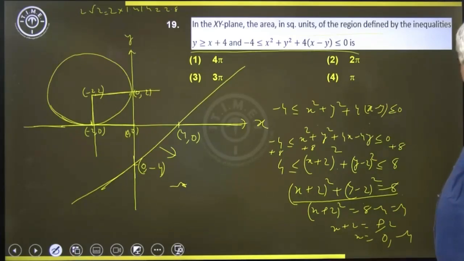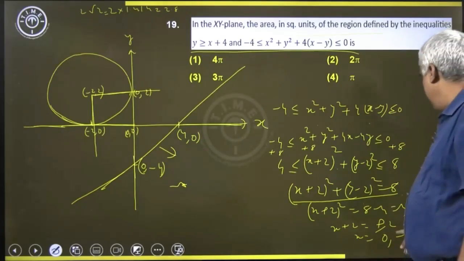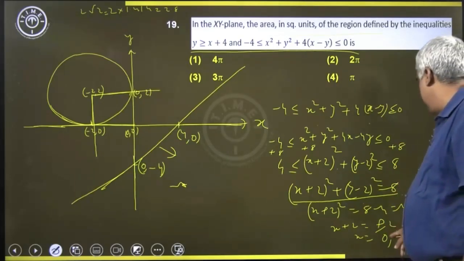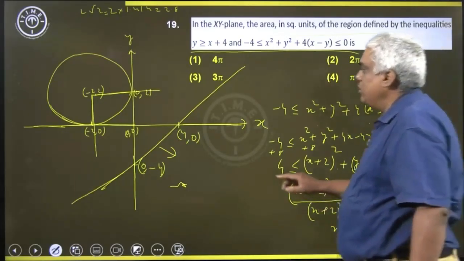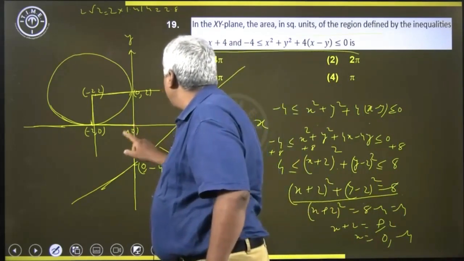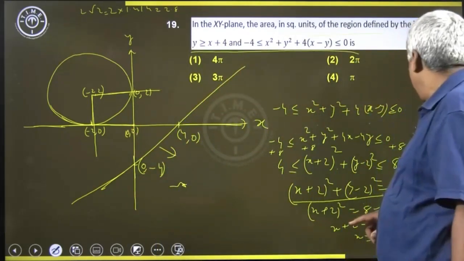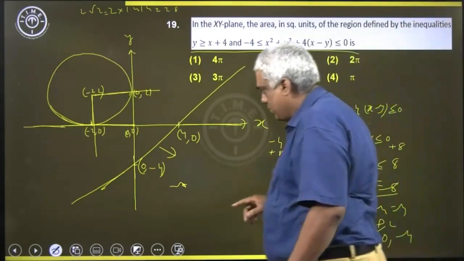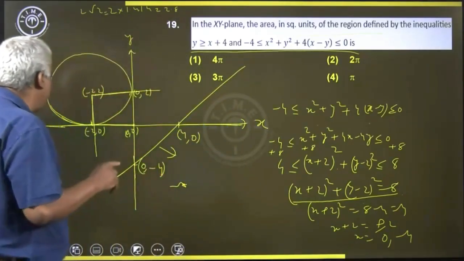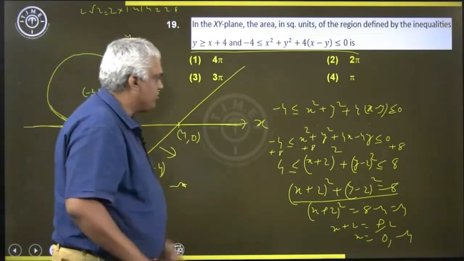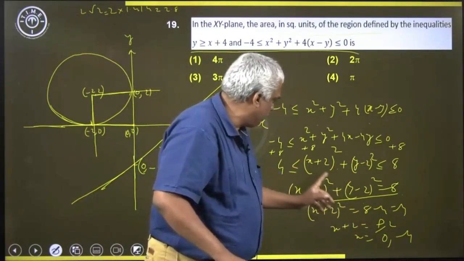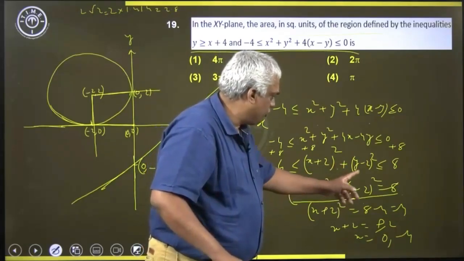Okay, so it is meeting the x axis at (0, 0), right? It's passing through (0, 0) and (-4, 0). So the big circle is passing through (0, 0). Now you can check, yes, 0 plus 2 squared is 4. Yeah, it's passing through (0, 0) and (-4, 0). You can put minus 4, yeah, so that is fine.